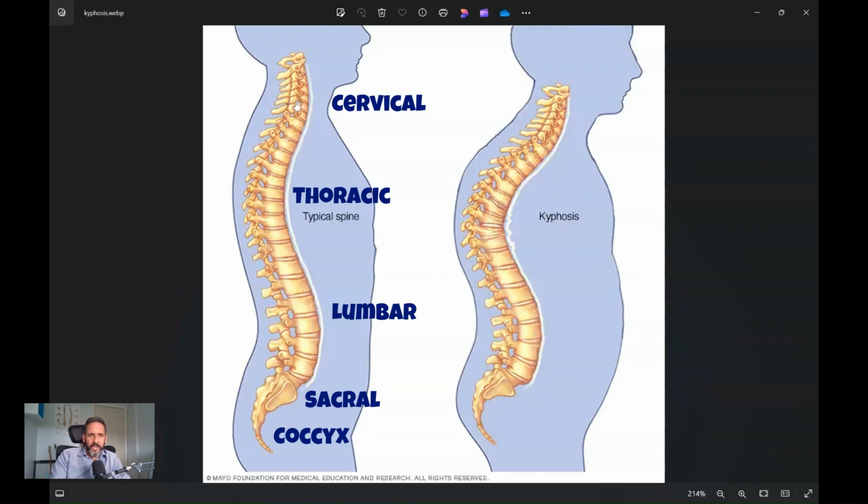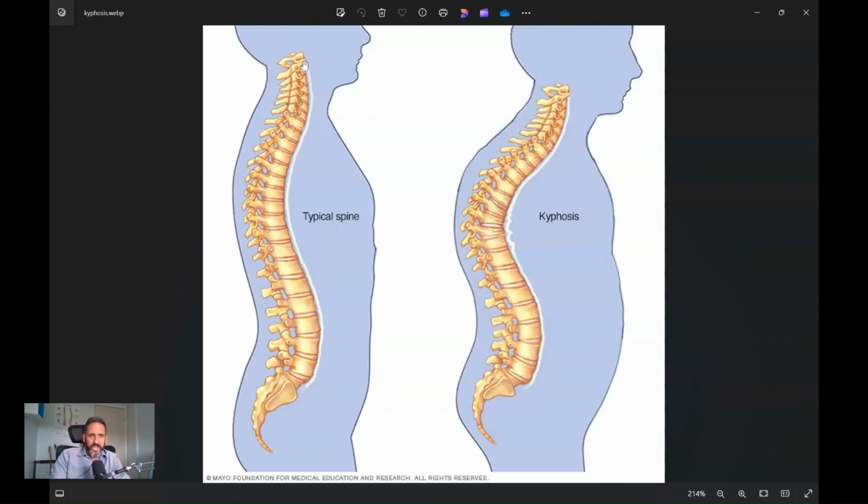Now naturally there is a backward curvature here in the neck, and that's a natural lordosis, we call that. So a normal alignment of the spine has a lordosis. In the thoracic area, there is already a normal kyphosis, that forward curvature that pre-exists. It is perfectly normal. In the lumbar spine, there's a backward curvature, again called a lordosis.